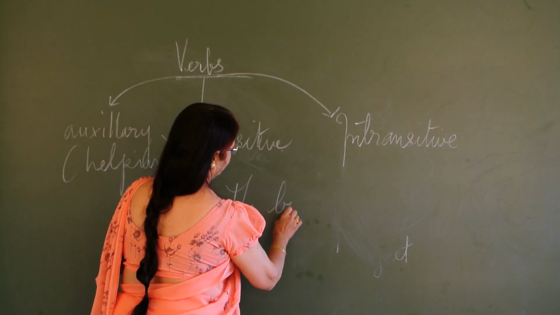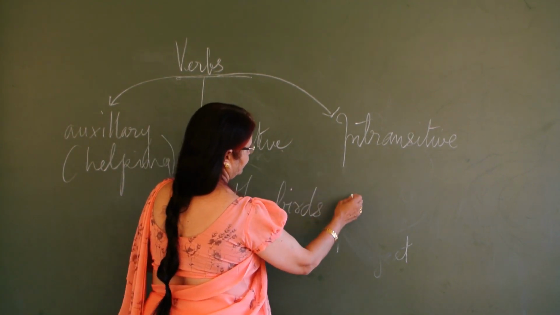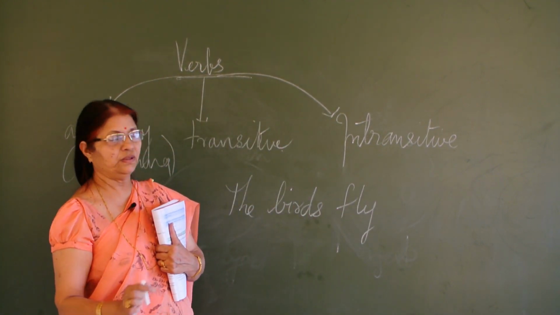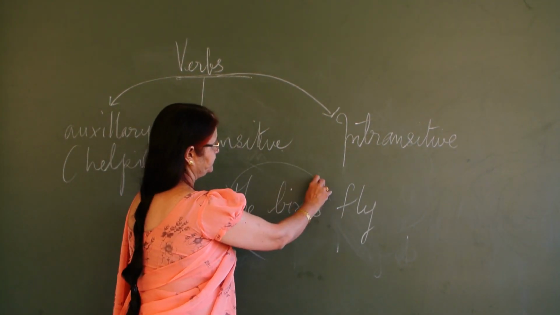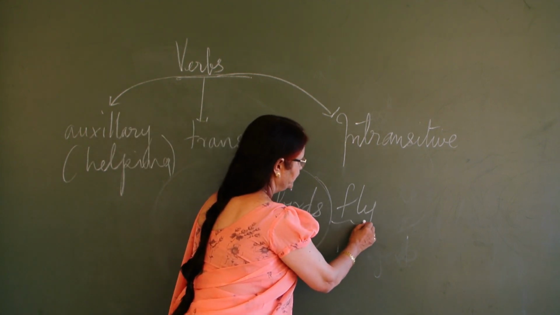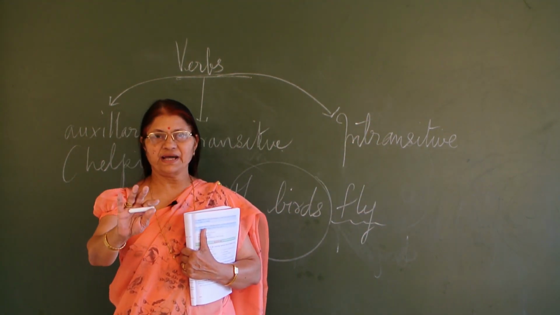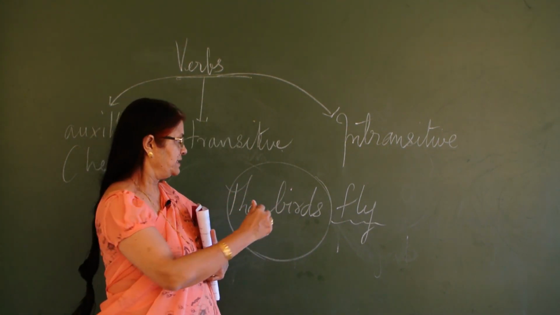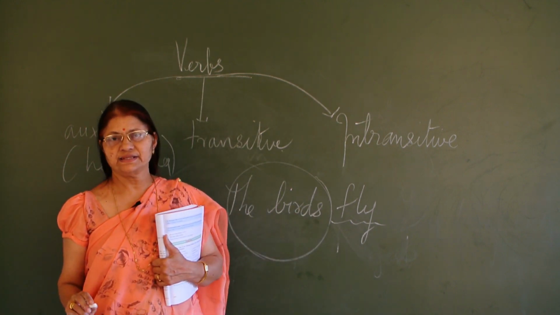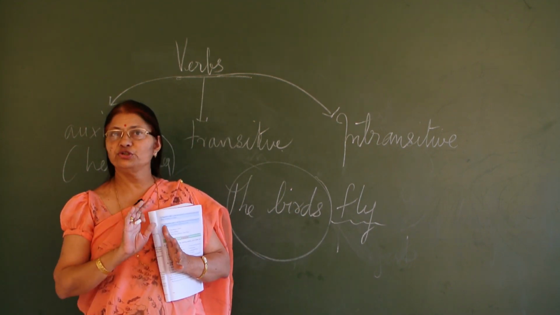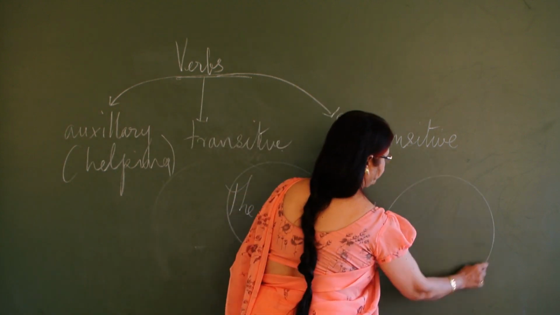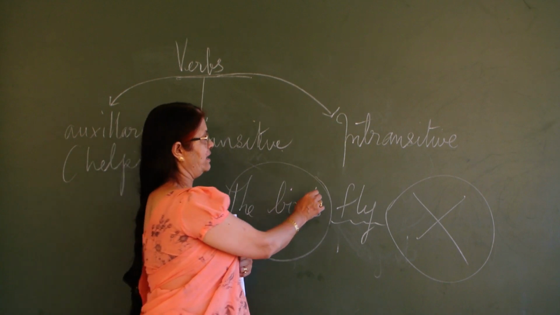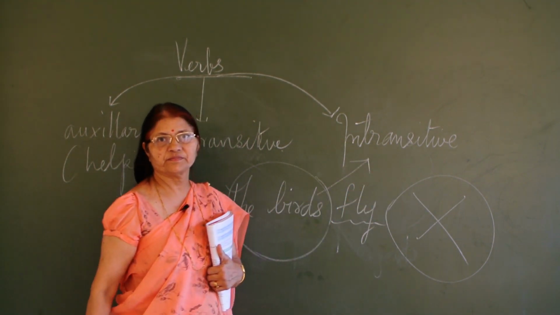The birds fly. Now, the birds is the subject, fly is a verb. Now you just say birds fly. You don't require an object to complete its sense. By itself, this subject and the verb make sense. Such verbs which do not require an object to complete its sense are called intransitive verbs.